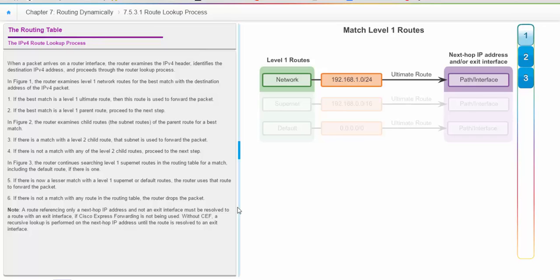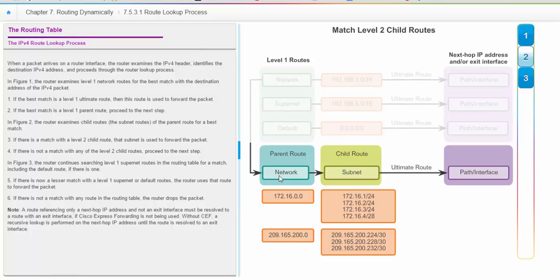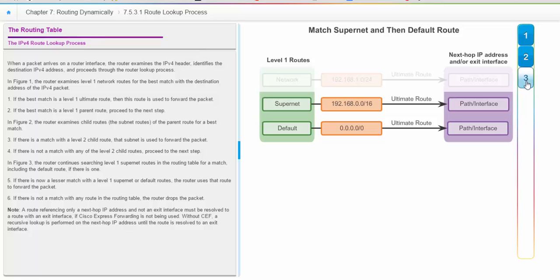Okay? So we go for level 1 routes. If we see it there, it uses it. Then it drops down to the parent and child. And if it can't find anything in the supernet or the default, it's dropped.